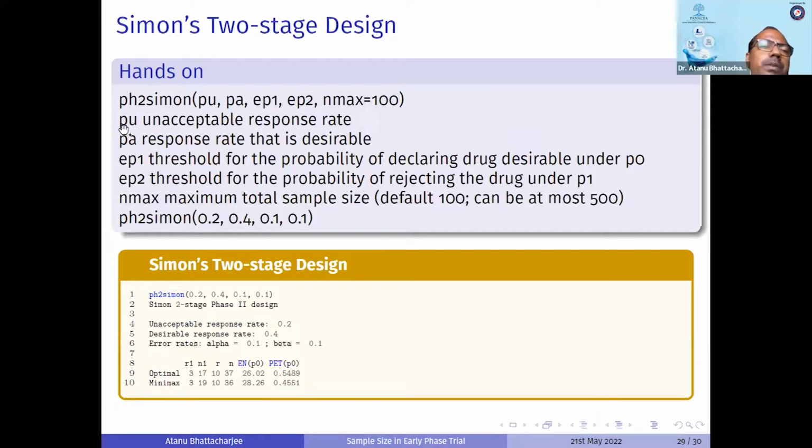So these 2 points, PU and PA, are going to give you these 2 proportions, and the function itself will calculate the difference value. So the difference, or D as he mentioned, can be calculated from here. And EP1 and EP2 are basically the threshold for the probability of declaring the drug desirable under P0, and the threshold for the probability of rejecting the drug under P1. And the maximum total sample size can be obtained based on that.